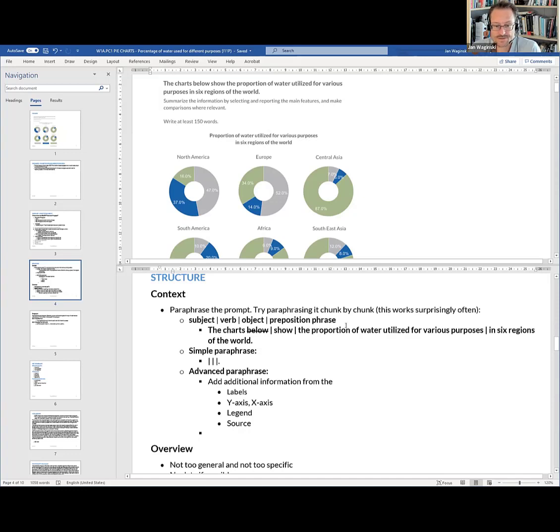So let's just parse this sentence. We've got a subject, verb, object, preposition phrase structure, and we see this a lot. So the chart below is our subject, and forget about below. You're not going to use that. The charts below show the proportion of water utilized for various purposes in 6 regions of the world. So one more time, subject, the charts below, verb, show, object, the proportion of water utilized for various purposes, and then we've got a preposition phrase, in 6 regions of the world.